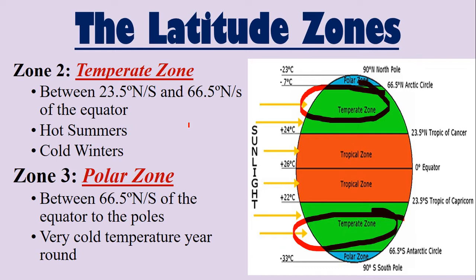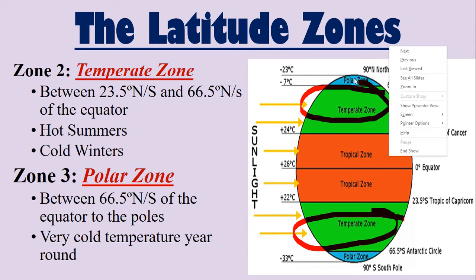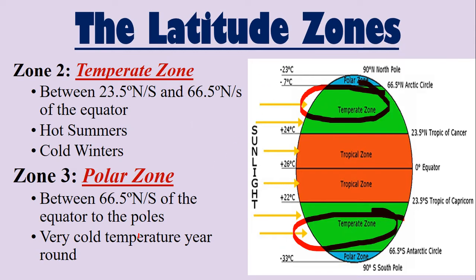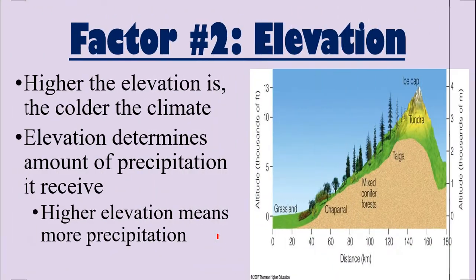The polar zone is between 66.5 degrees north or south latitude of the equator to the poles. That's the blue area you see in this picture over here. They usually have very cold temperatures year round. The second factor is elevation, which means going up in the atmosphere. As you go higher in elevation, you're going to get colder temperatures.